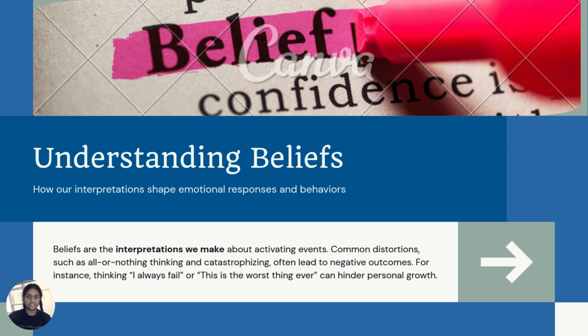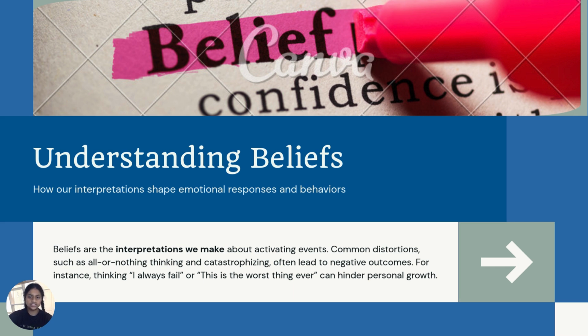Now, this is where the cognitive distortions come into play. These are irrational or exaggerated thinking patterns we all fall into at times. Some common ones include all or nothing thinking. Let's say, if I'm not perfect, I'm a failure.